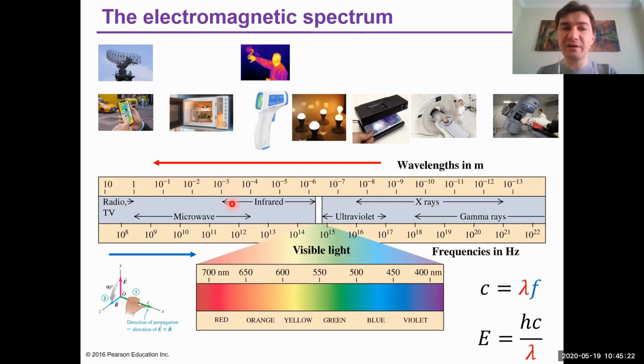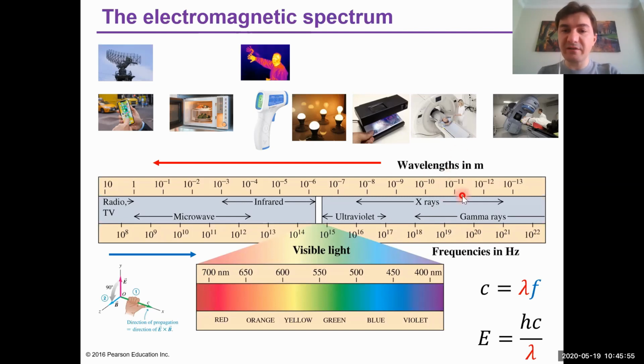What do you see here? From gamma rays to the radio waves, the wavelength is increasing, okay? Here we have wavelengths in meters, 10 meters, 1 meter, something like this. But if you go to X-rays and gamma rays, the wavelength is decreasing. We are talking about 10 to the minus 13 meter, okay? Compared to the radio waves, gamma rays have very small wavelengths.